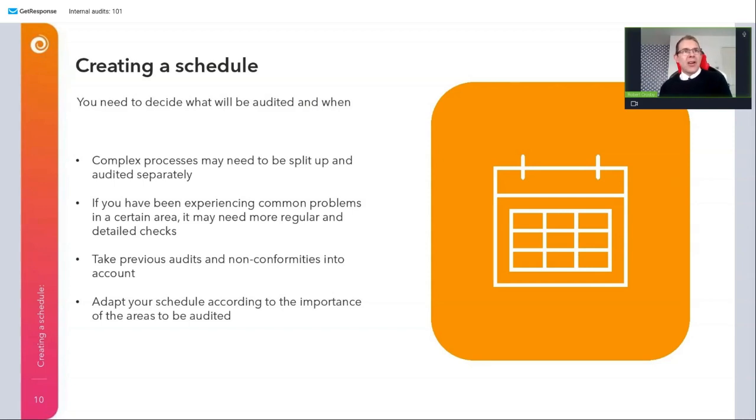Ultimately, what we're aiming for there is not only a check that everything's going according to plan, but also that if you have had any errors, you're not continually getting those errors. An internal audit is a brilliant way of checking those.